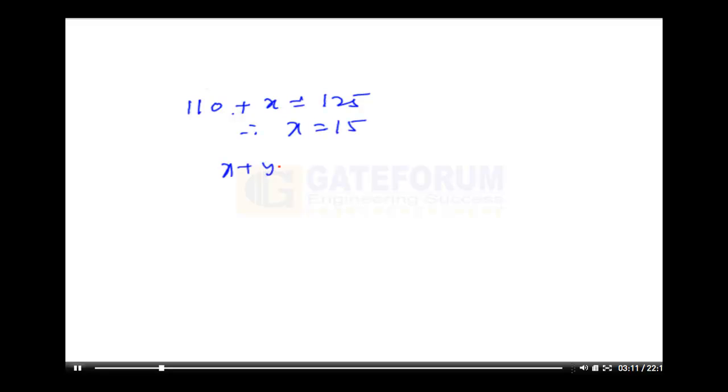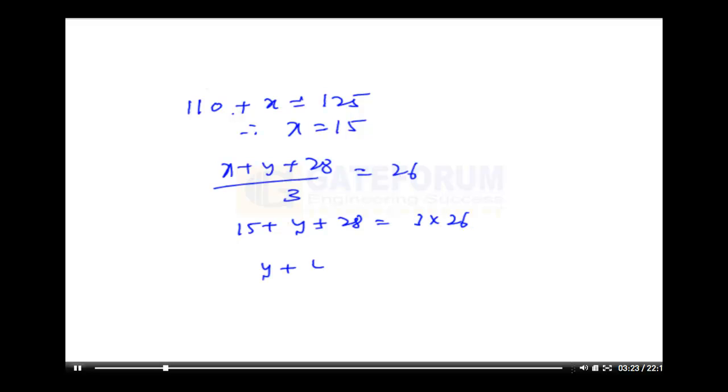Now (x plus y plus 28) by 3 is equal to 26. So x is 15, so 15 plus y plus 28 is equal to 3 into 26. So y plus 43 is equal to 78, which means y is equal to 35.